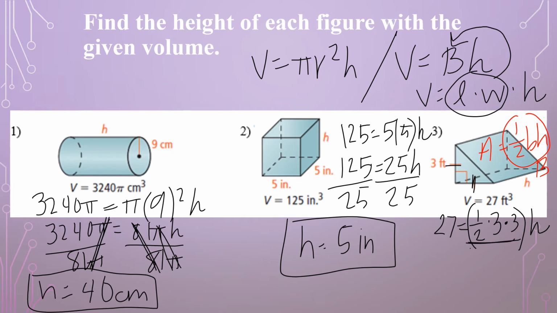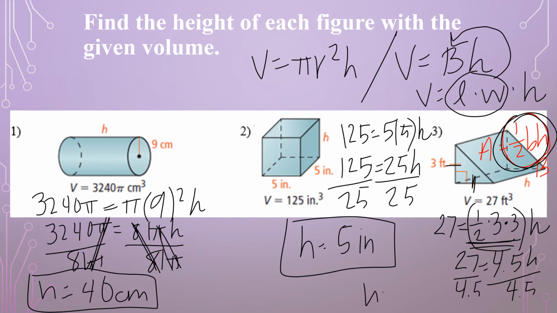So that's probably the biggest mistake that gets made, is that you guys just plug in the numbers there without actually using the formula for the area of the shape that you have. So 1/2 times 3 is 4.5, so we have 27 equals 4.5 h. And then we need to divide both sides by 4.5. And you get h equals 6 feet for number 3.